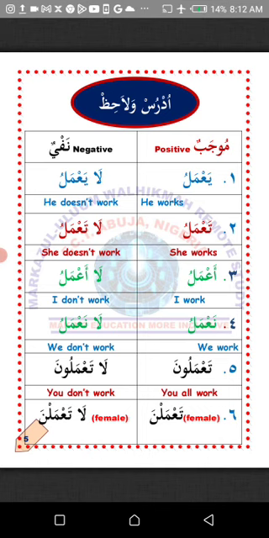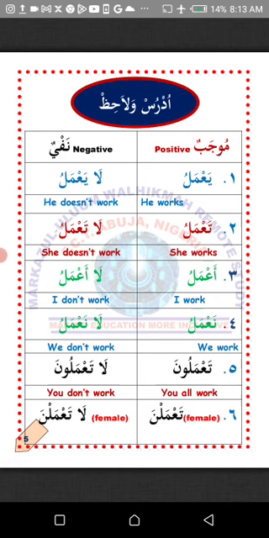Hamsa number 5. Ta'amaluna, you all work. Talking to a group of male persons. Ta'amaluna, you all work or you are all working. La ta'amaluna, you don't work or you are not working. Sitta number 6. Ta'amalna, you all work. Talking to a group of female persons. Ta'amalna, you all work or you are all working. La ta'amalna, you don't work or you are not working.